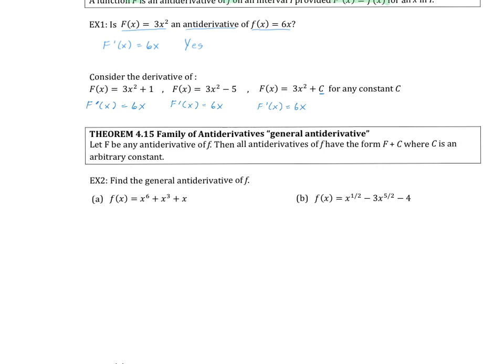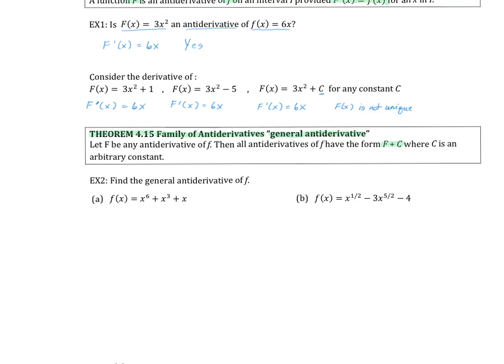Antiderivatives are not unique. So this F of x is not unique. We have a family of antiderivatives for every function, and they will differ by some constant real number. That brings us to this theorem 4.15 about the family of antiderivatives. So to account for this difference, when we find the general antiderivative for a function, we always have to remember to add a plus C for that constant that we haven't solved for yet.